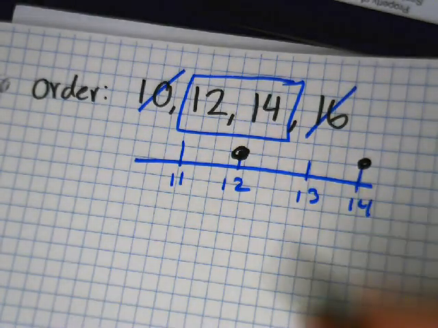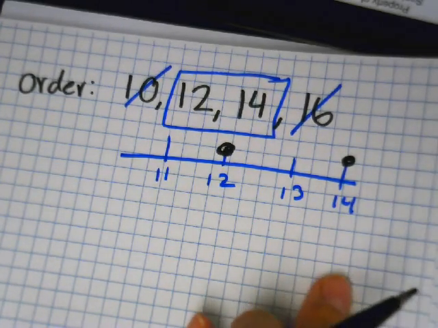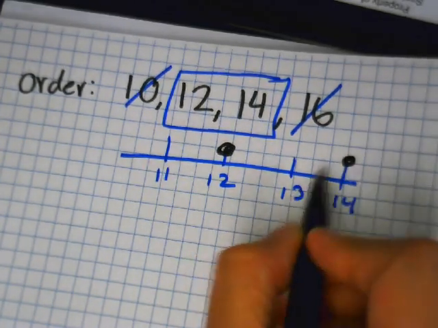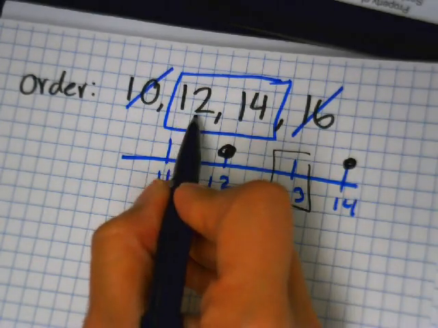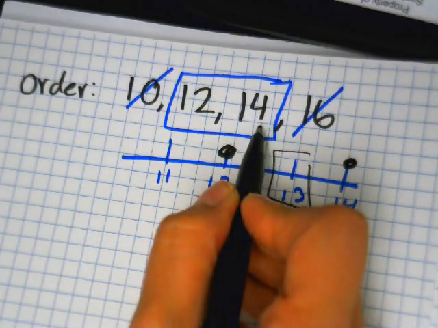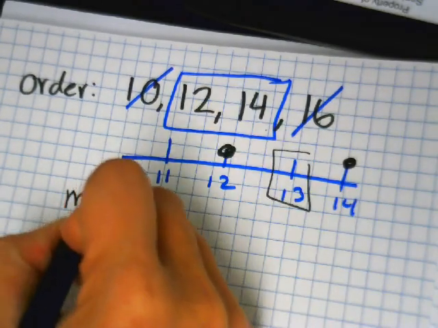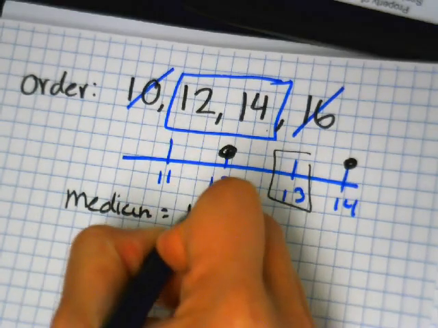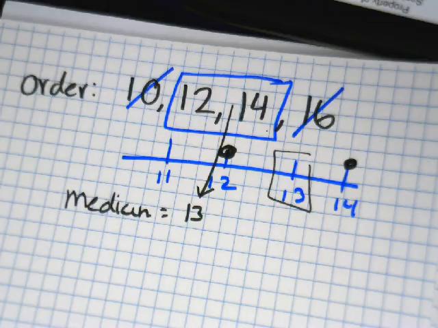13. What if it's like a 27? I'll get there. Adan, pay attention. Up here. So what's in the middle? 13. You can also think about it: what's in the middle of a 12-year-old and a 14-year-old? A 13-year-old. So the median is 13. It's the number in the middle.